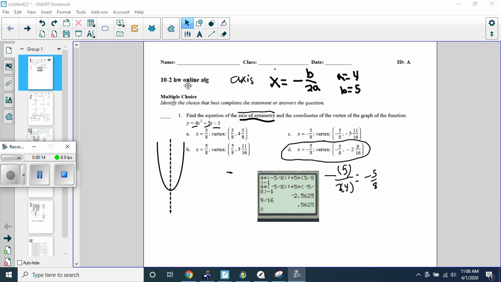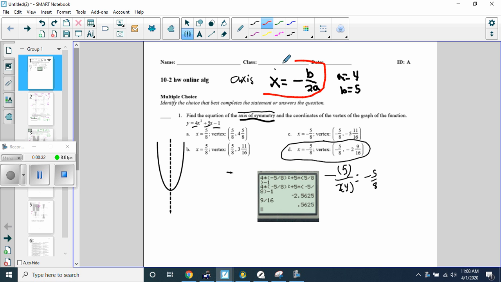First question I have on mine is find the equation of the axis of symmetry and the coordinates of the vertex of the graph of the function. You need to figure out the axis of symmetry in order to do this question. This is the formula for the axis of symmetry: x equals negative b over 2a. And you get a, b, and c from your equation here.